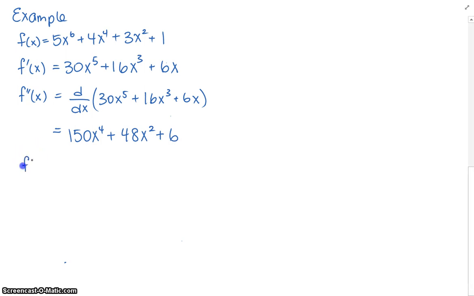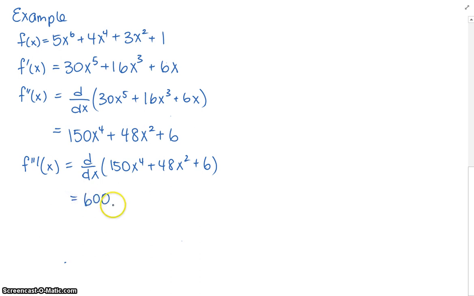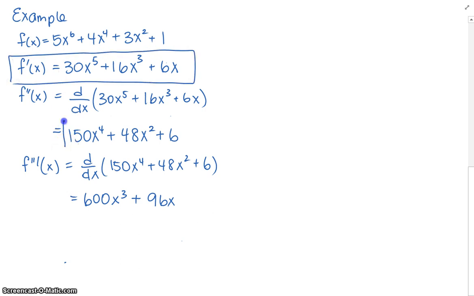And if I need to find the third derivative with respect to x, I am now taking the derivative of the second derivative to find it. So again, 4 times 150, so you're going to have 600 x to the 3 plus 96x, and that would then be my third derivative. So first derivative, second derivative, third derivative.